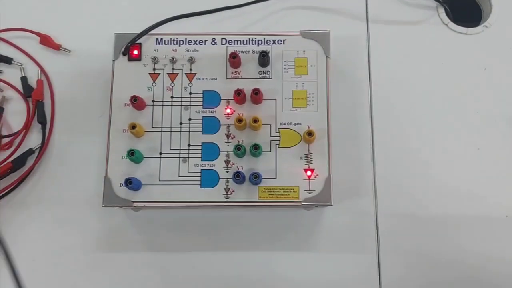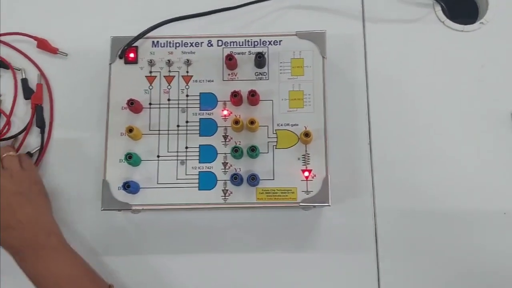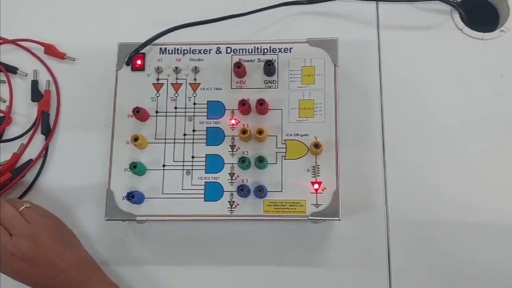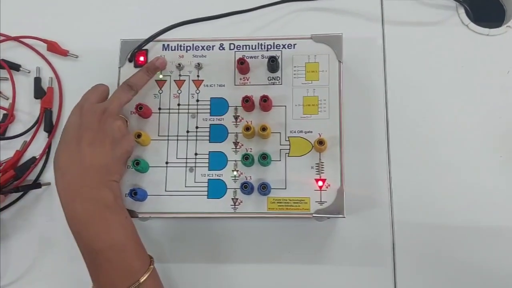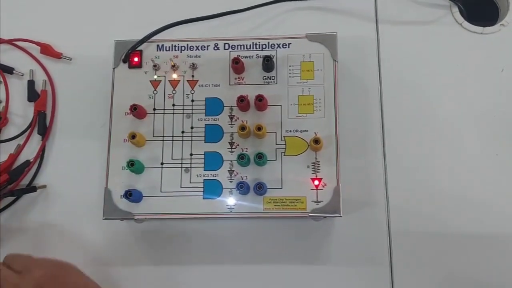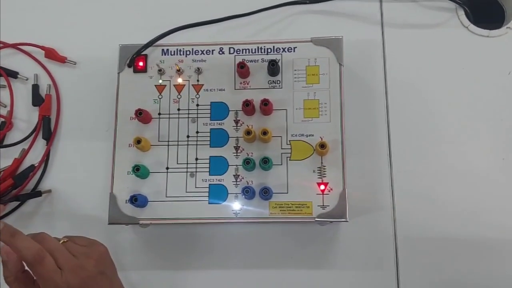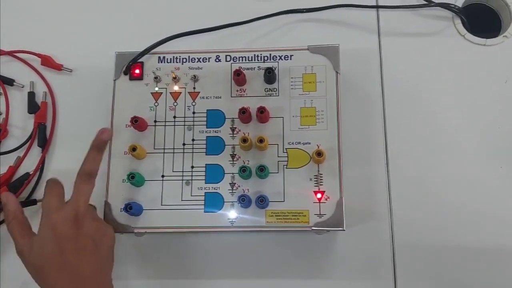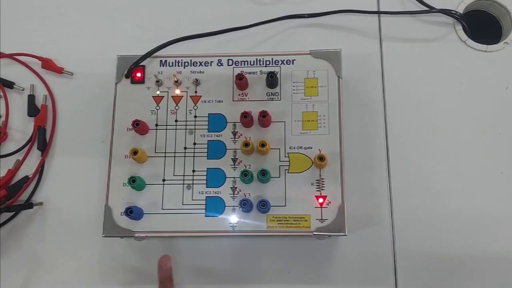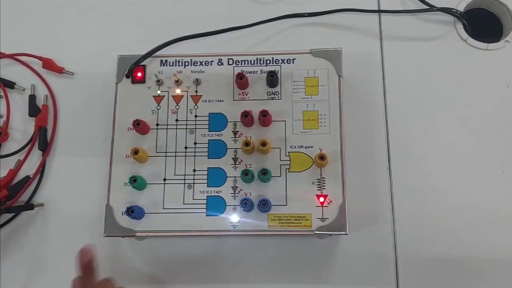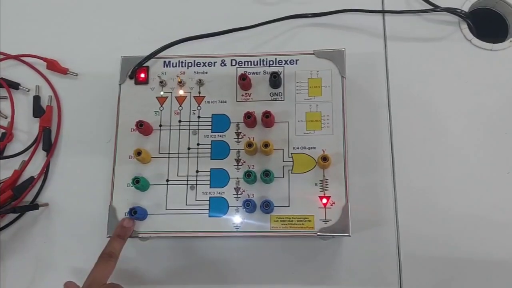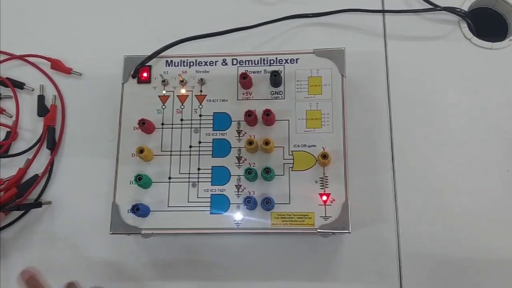Okay, so here a 4:1 multiplexer and a 1:4 demultiplexer are available. Accordingly, for selecting 4 inputs we require 2 select inputs. According to the formula, 2^n equals m. Here there are 4 input lines, so 2^n equals 4. To satisfy that equation, the value of n should be 2. So for selecting 4 inputs, we require 2 select inputs.